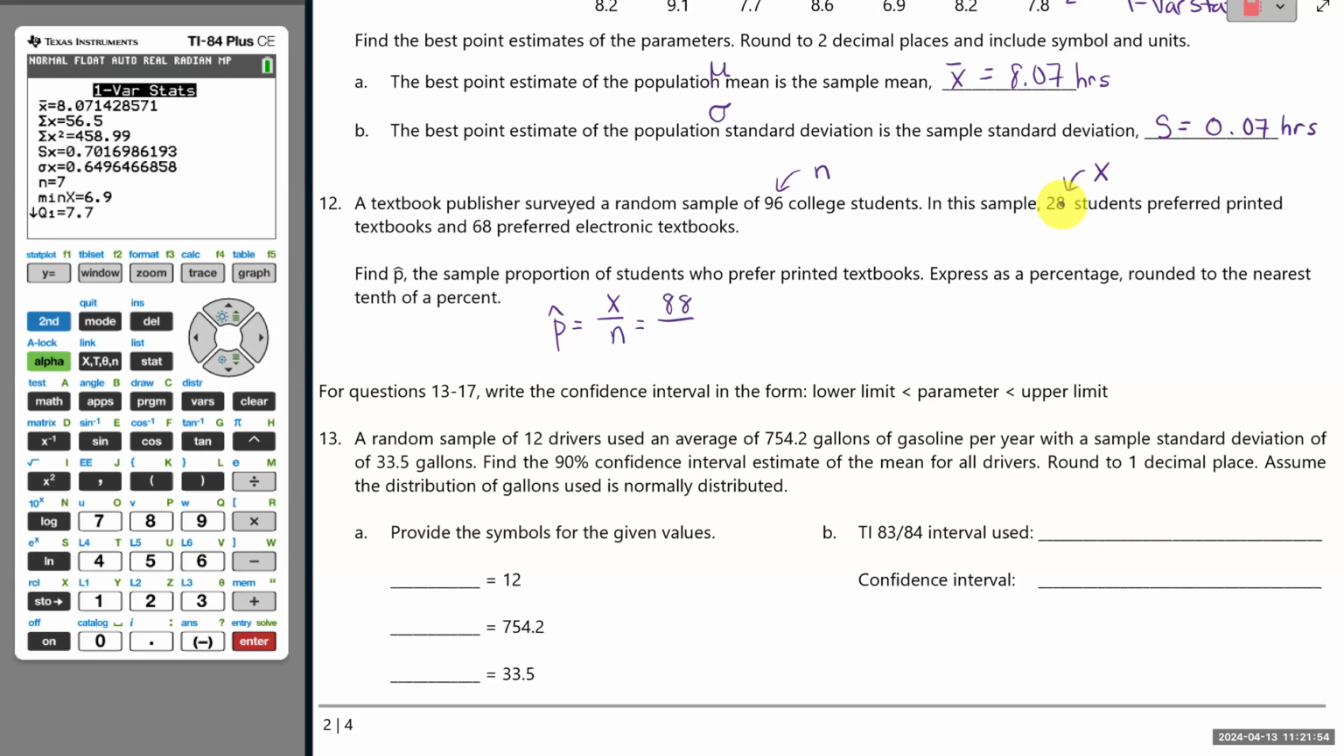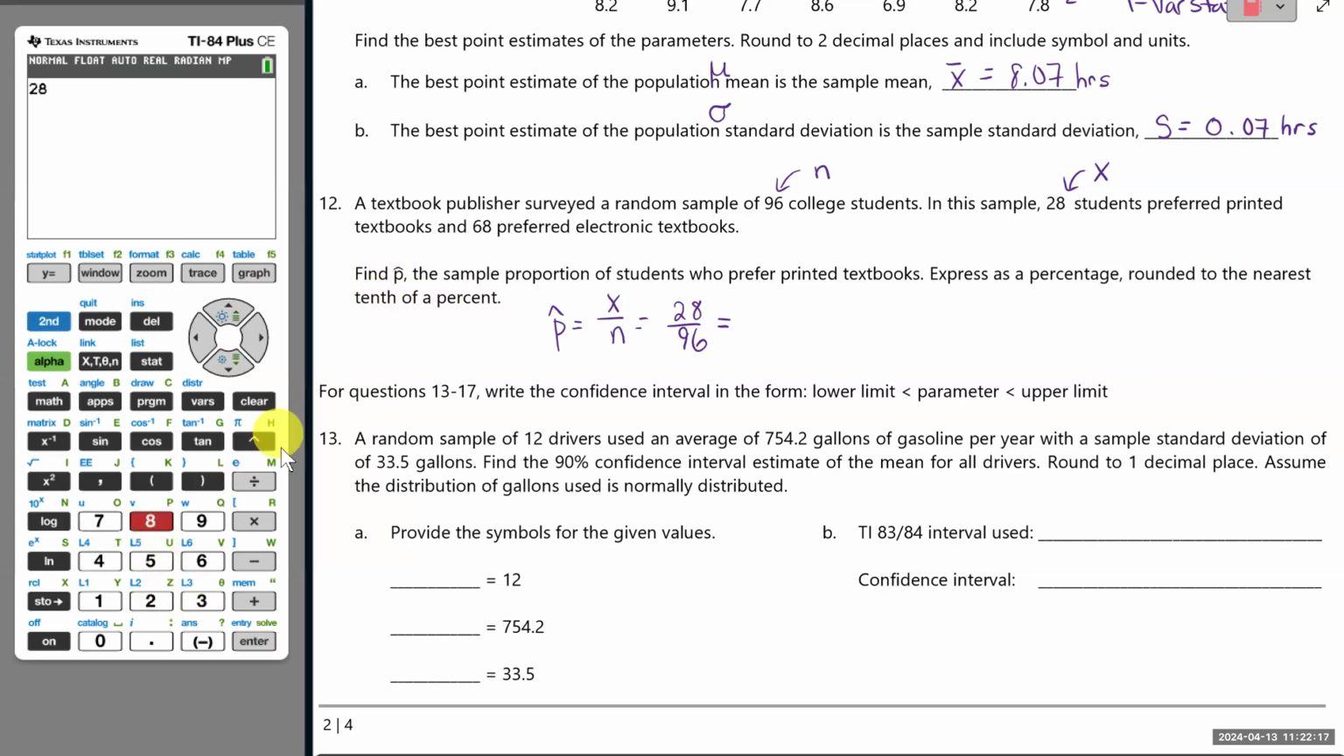So 28, oops, sorry about that, not 88, 28 divided by 96. All right, and we're going to write that as a percentage rounded to the nearest tenth of a percent. So we'll take 28, divide by 96. And just to review tenth of a percent, I'm going to just write down some digits here after the decimal. Let's do ... there.